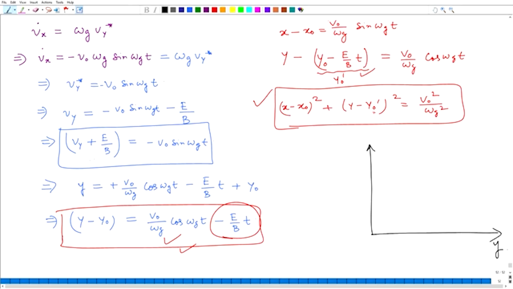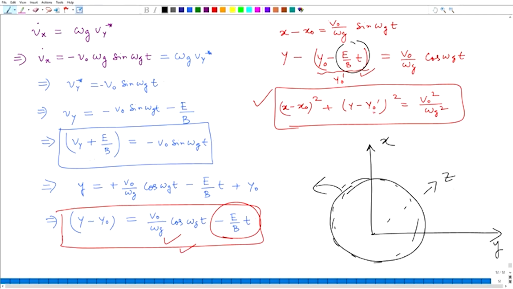So, y is this, x is this, and z is inside. Okay. Then if there is no E by B thing, then simply you will have a circle in this plane perpendicular to this z, which is the xy plane. You would have a circle, and this is the circle of the gyration.